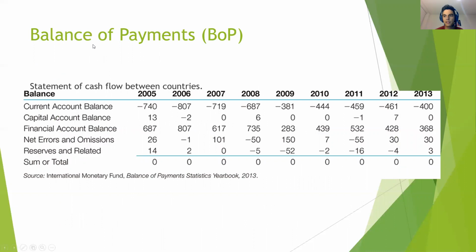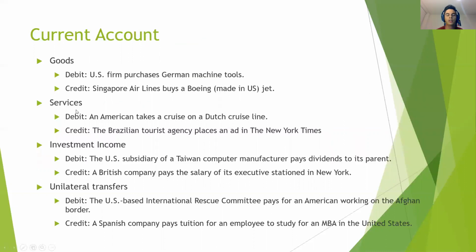I said earlier, I think in the last video, that this is like the cash flow statement because it only focuses on money, on cash, right? So credit is positive when the money enters the country, and debit is negative when the money leaves the country. And there are different types of activities or transfers or transactions that affect the current account. I already said that at the beginning of the video. Goods, services, investment income, and unilateral transfers.